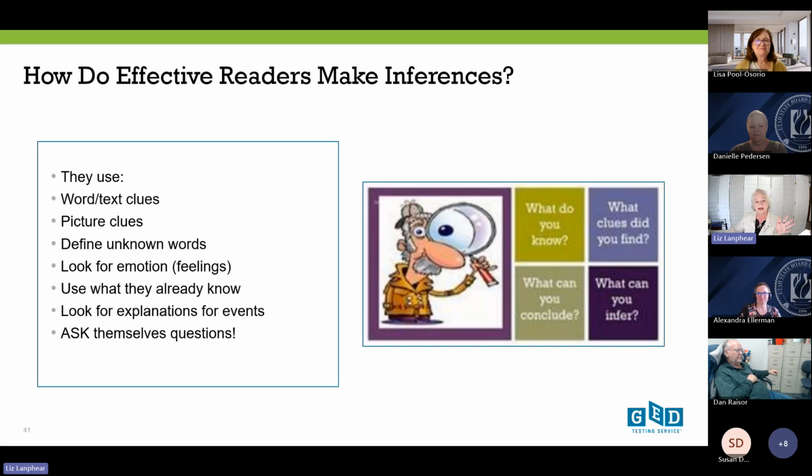So how do effective readers make inferences? They use the word and text clues, picture clues, define unknown words, look for emotion or the feelings behind what's being written, use what they already know, look for explanations for events, and ask themselves questions.